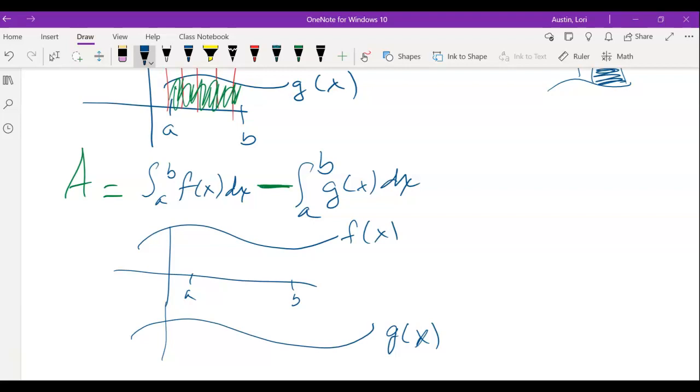So let's think about that. Now, my red is my area of f of x. We good? My green is the area of g of x. Okay? Question is, do you have to change the formula, this formula that I have for area, because one of them is below? Yes or no? It's all I want you to say right now. Yes or no? Do you have to change this formula?